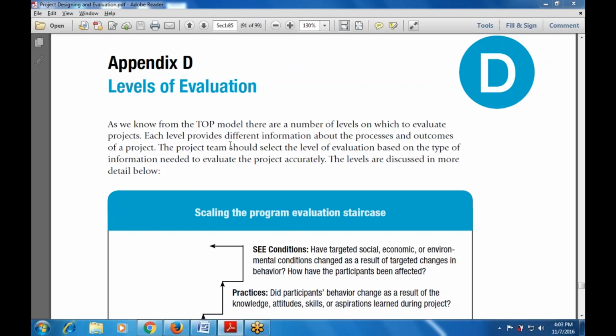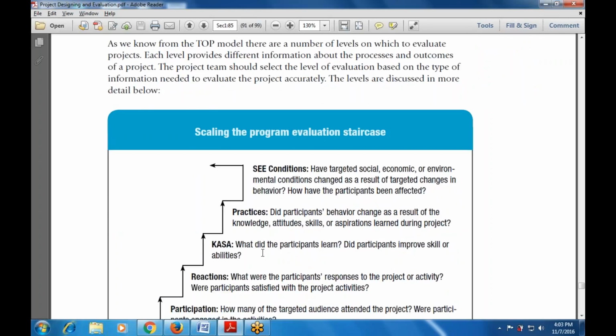So this is the scaling. Now these are the various conditions used with the project evaluation staircase. Staircase in the sense of the various levels of the criteria, the various scaling, the various levels of the project evaluation. So the first one is the SEE condition, which is the social, economic and environmental conditions. What are the various social, economic and environmental conditions used with the SEE condition?